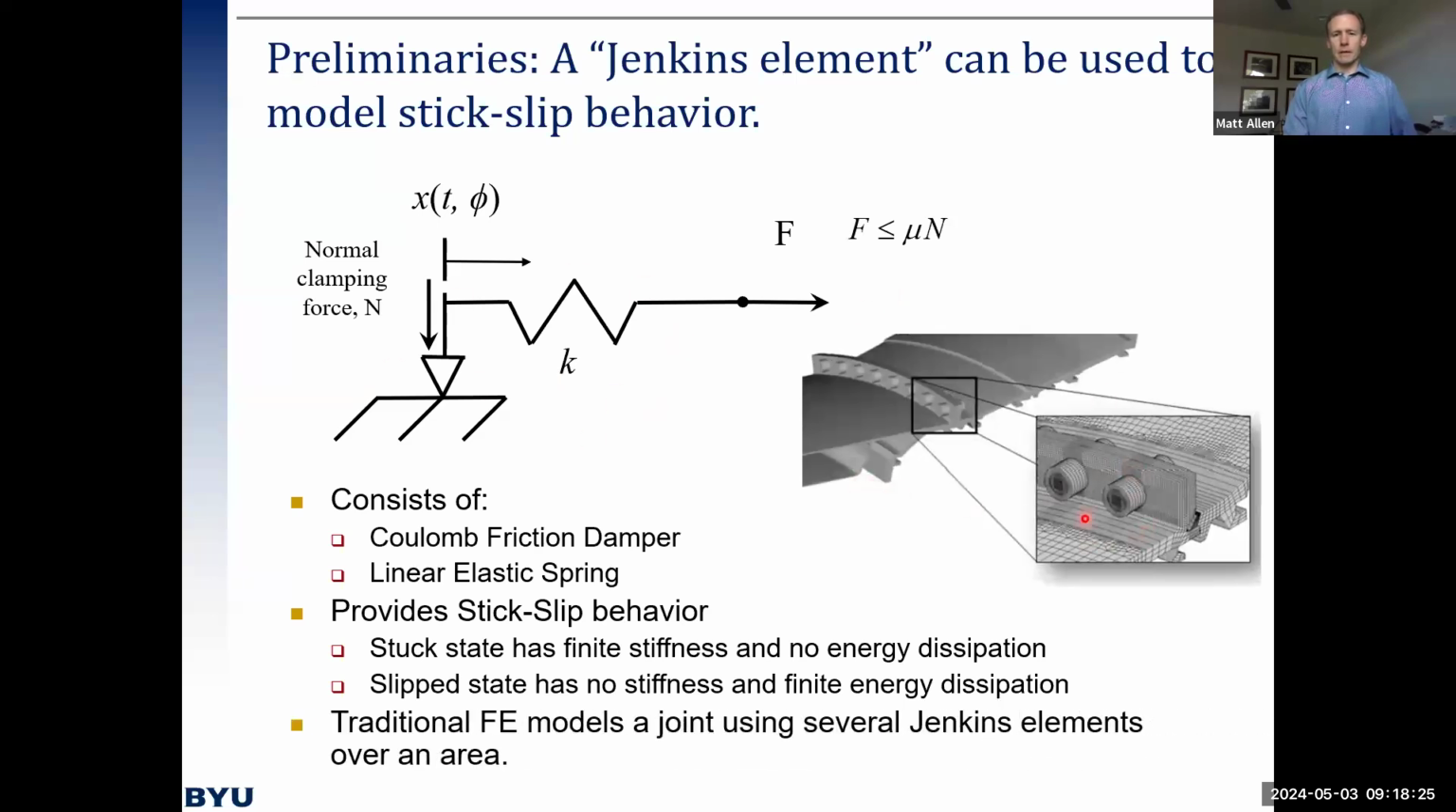And this is the approach that might be used in a finite element model. Every pair of nodes is often treated as a Jenkins element, or a Coulomb friction slider, and the elasticity in the model accounts for the spring. And then you might have hundreds or thousands of pairs of nodes that are sticking and slipping.